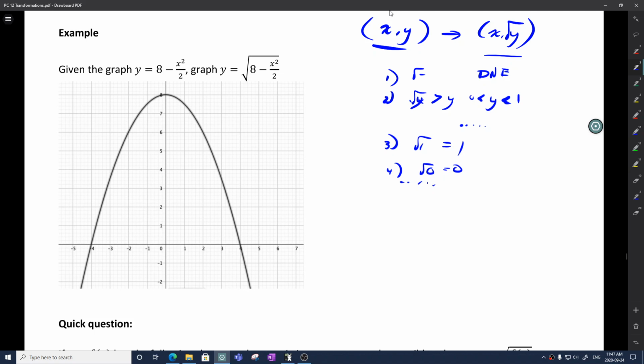Given this graph, let's graph the square root of (8 minus x squared) divided by 2. This graph is already mapped out for us. I'm going to put little arrows here to signify that it's continuous. I'm going to focus on my mapping notation. What I notice here, particularly here and here, is that my y values are negative. So the square root function won't exist in this domain.